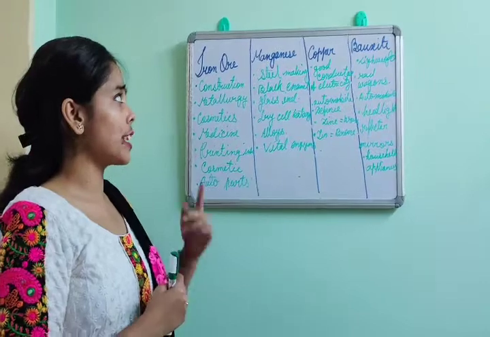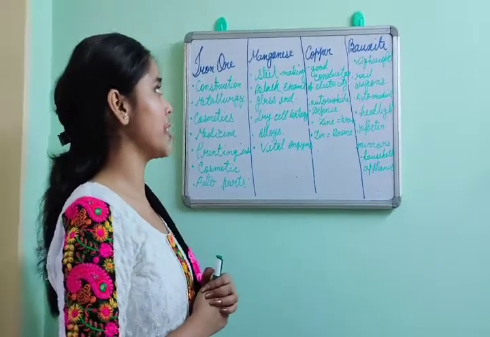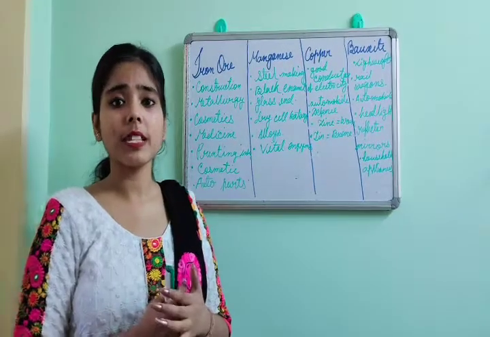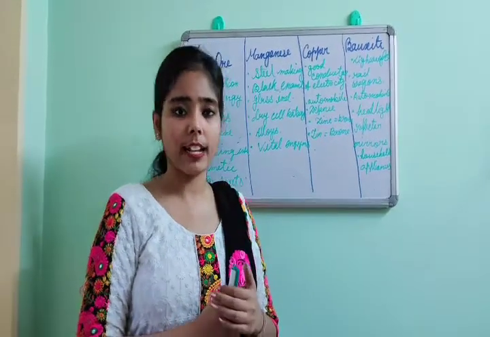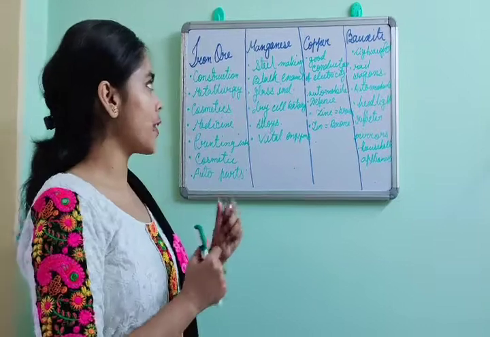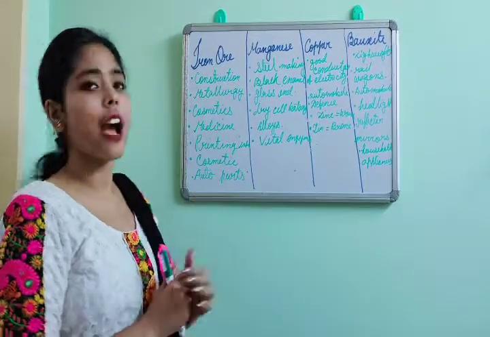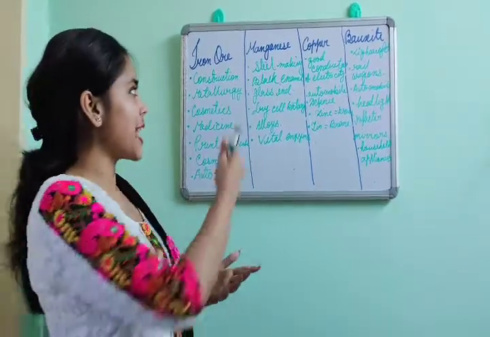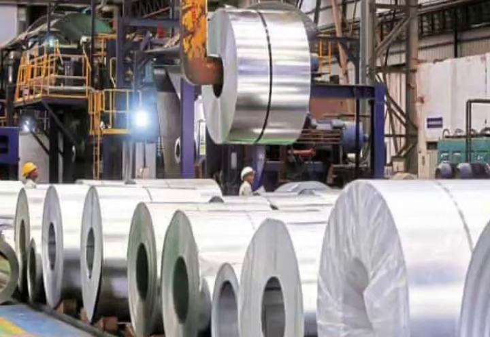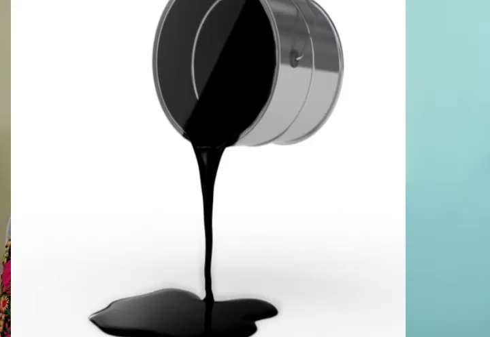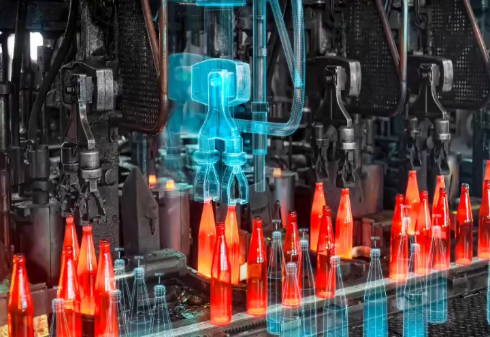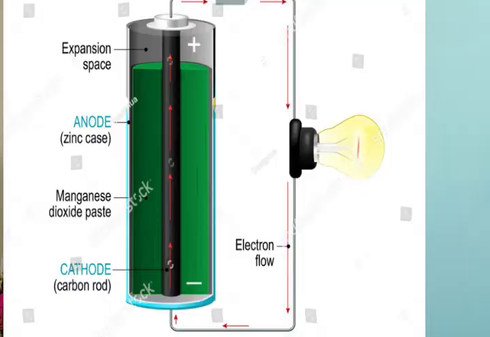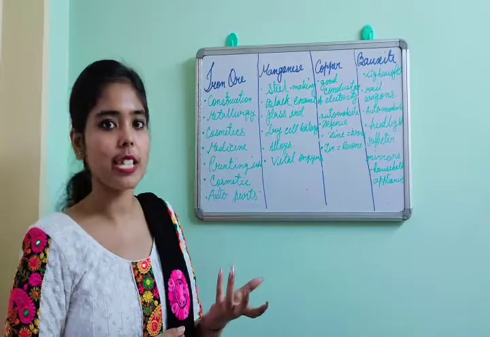Next, let's move on to the next mineral, that is manganese. Manganese also helps in developing the iron and steel industry if you mix manganese with iron ore. So what are the basic uses? Like in steel making, then to prepare some black enamel. In the glass industry it is also used. Then to form the dry cell battery, manganese is there.